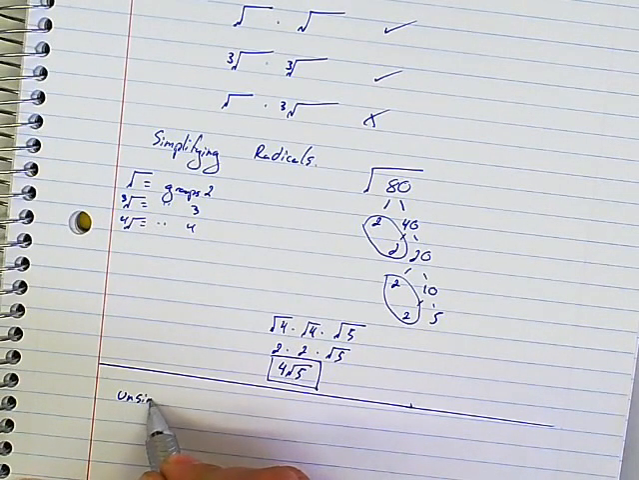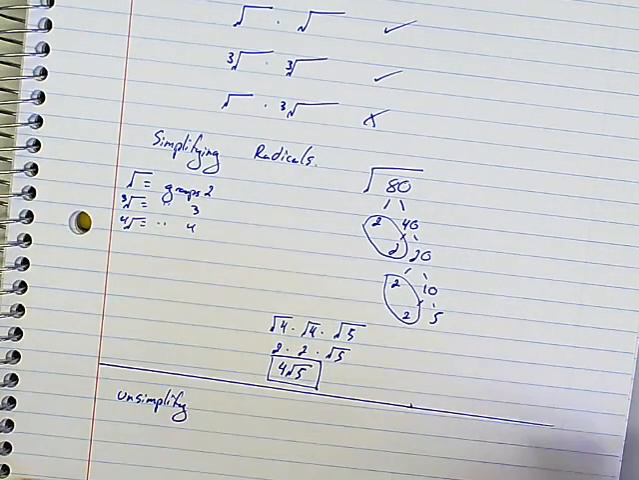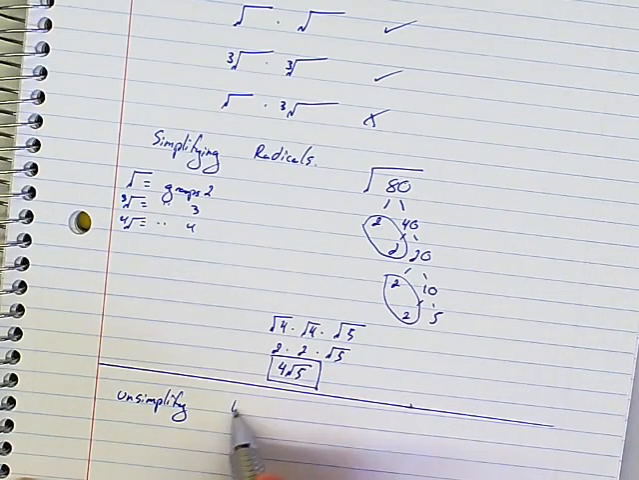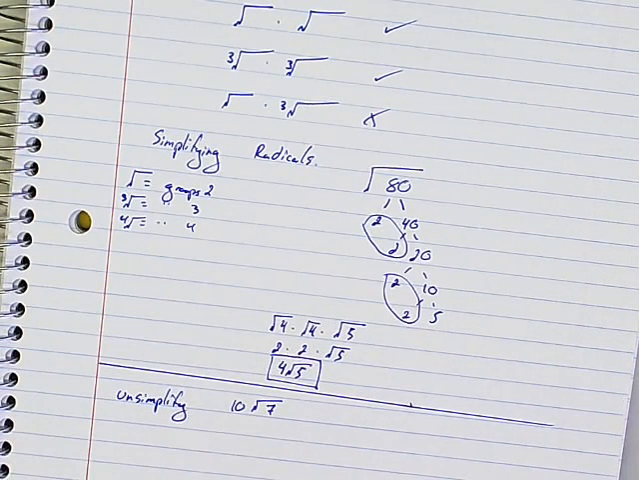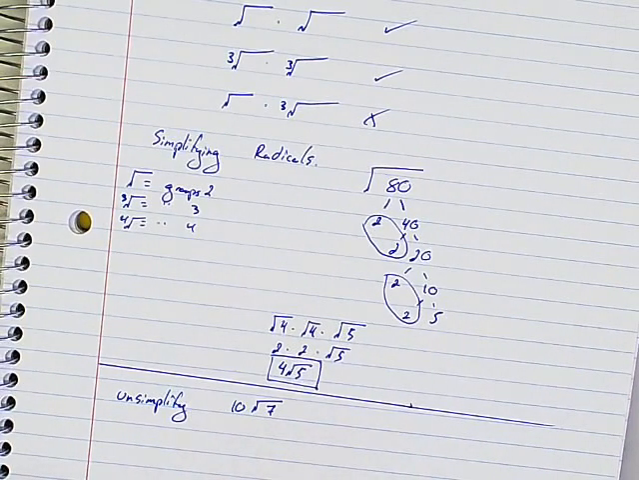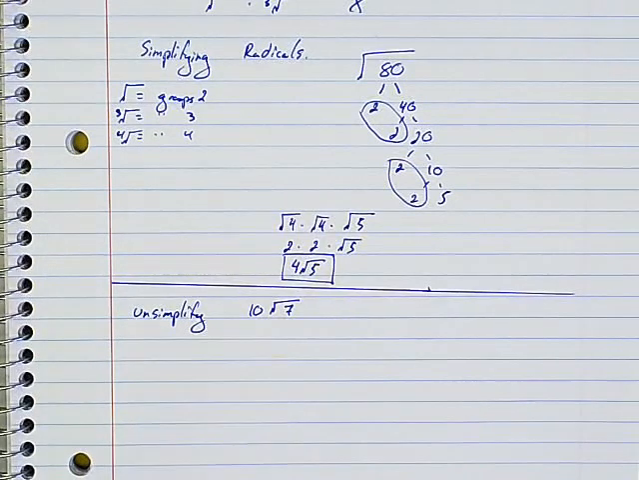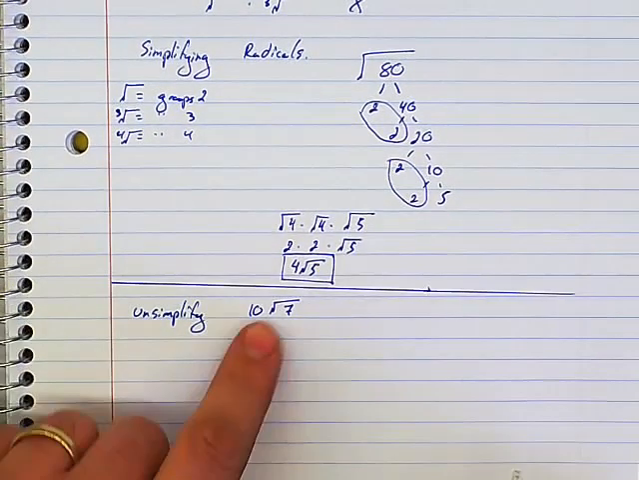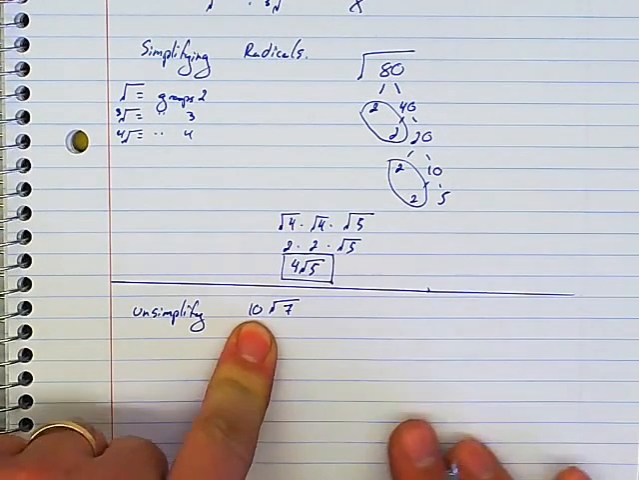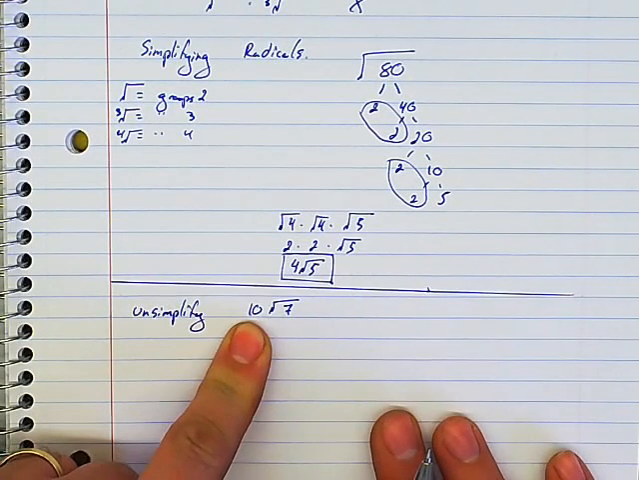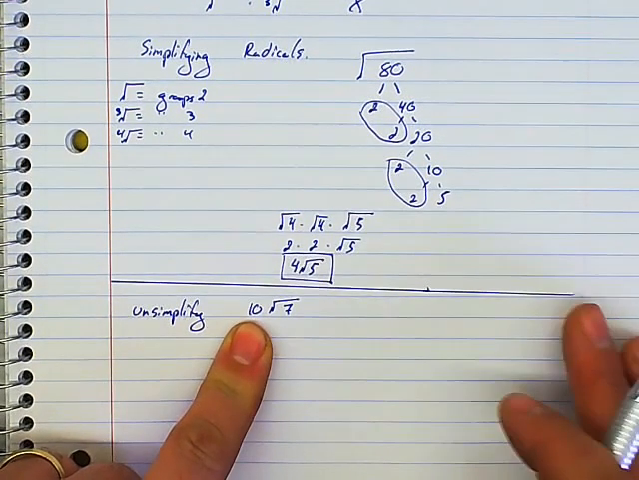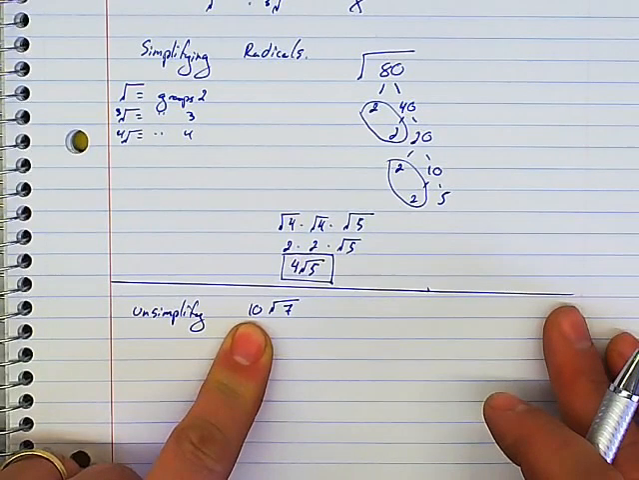Okay, you can go in reverse, by the way. And in fact, one of the outcomes will spend a lot of time saying, hey, unsimplify this. If you're given something like 10 times the square root of 7, there are two ways to do this, two thought processes.